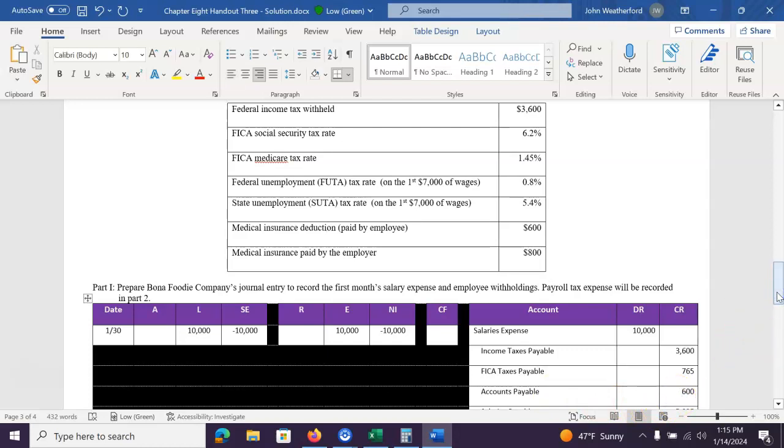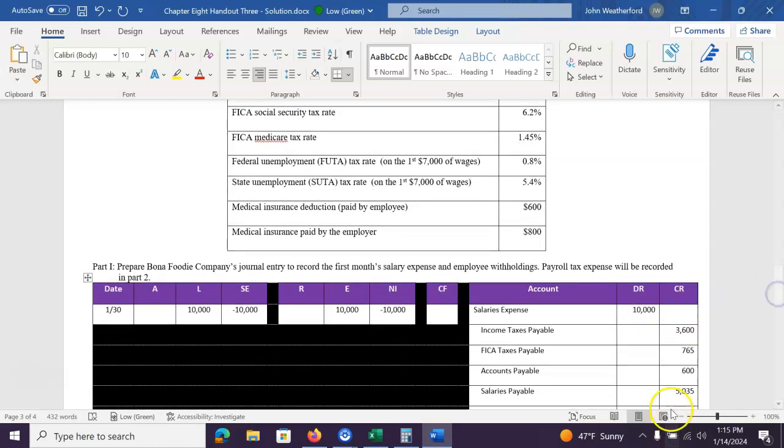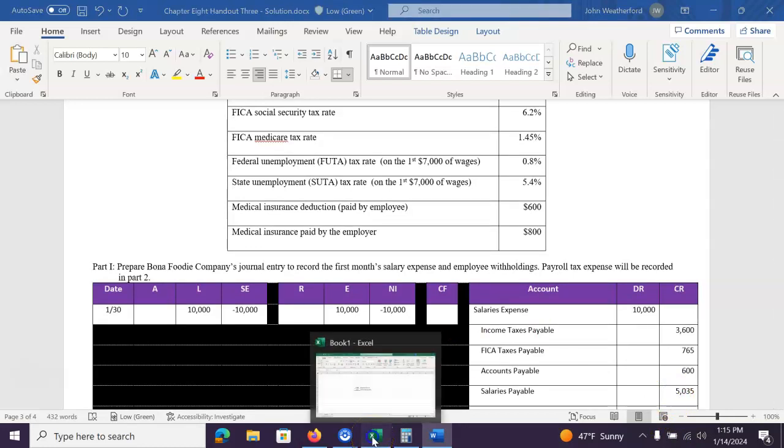And now if we want salaries payable, or a lot of times called net pay, it would just be gross salaries minus these three withholdings, you guys. And that gets us to salaries payable of $5,035. Now let's check that out over here.